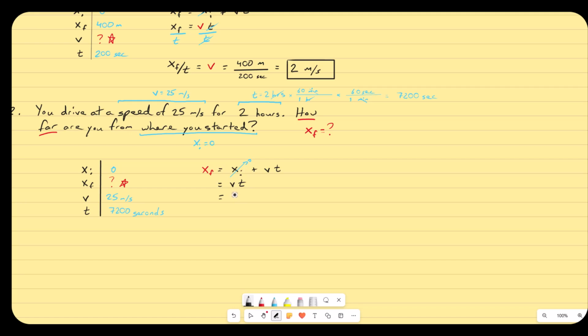So I get 25 meters per second times 7,200 seconds equals 180,000 meters, which is probably not the way that I would give that answer. I would probably say that's 180 kilometers. That's it.